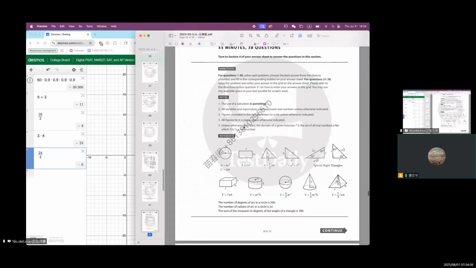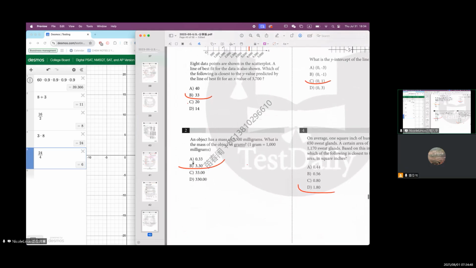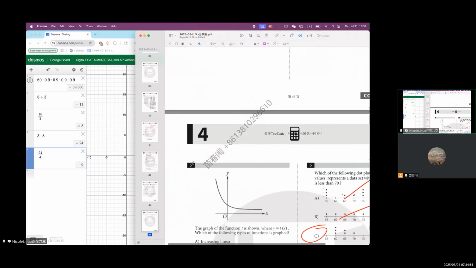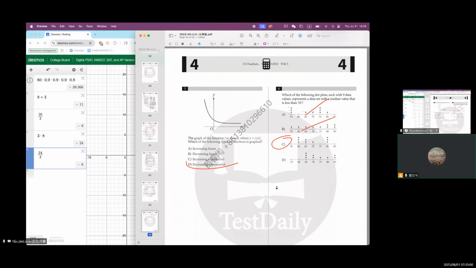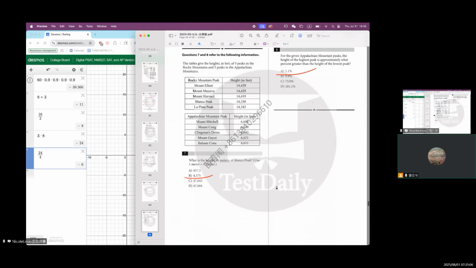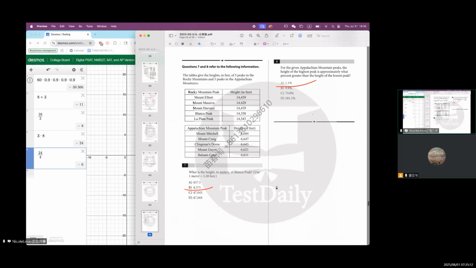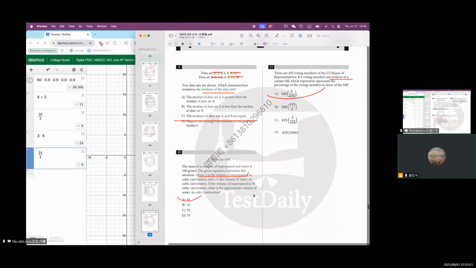Section 4 then. Okay. Question 1, I put B. 2, I put B. 3, I put C. 4, I put D. 5, I put D. 6, I put C. 7, I put B. 8, I put A. 9, I think that's C. Sure. 10, I put A.